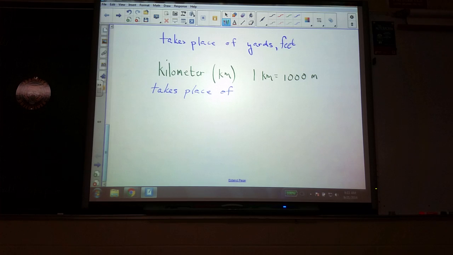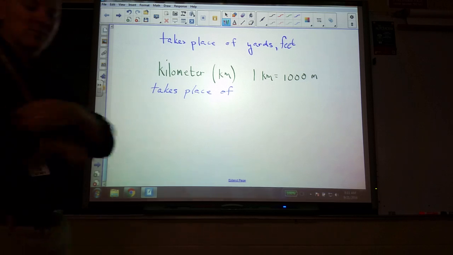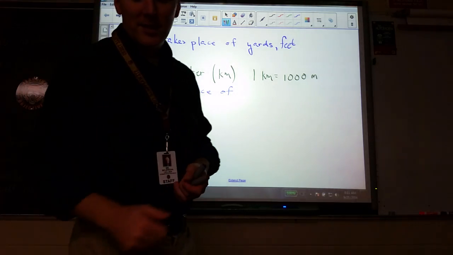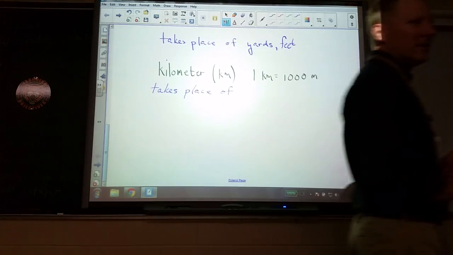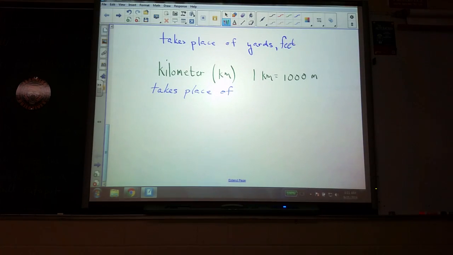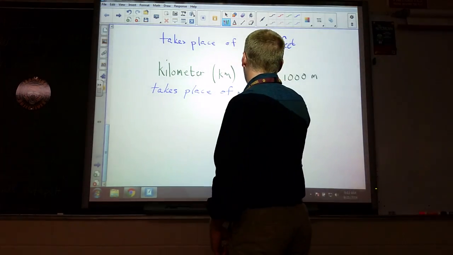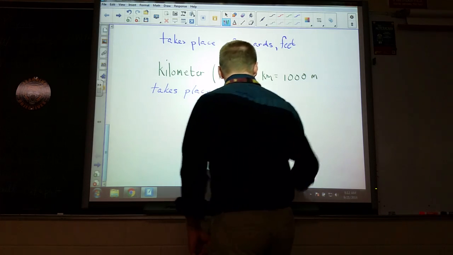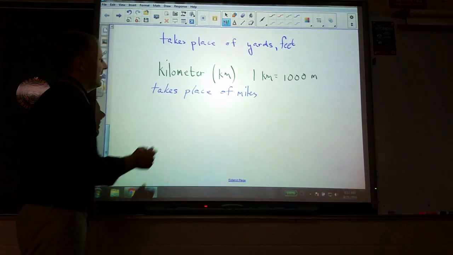In the US, we don't often use kilometers, though. What do we use instead of kilometers? Is it miles? It is miles. So whatever we would measure in miles, most of the rest of the world would measure in kilometers.